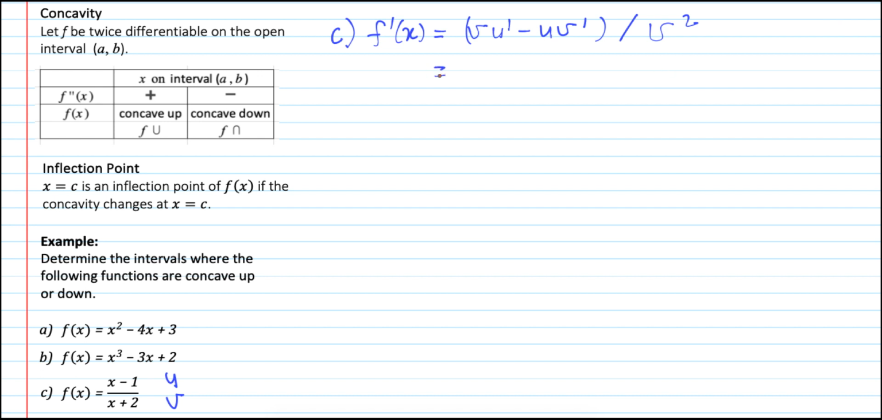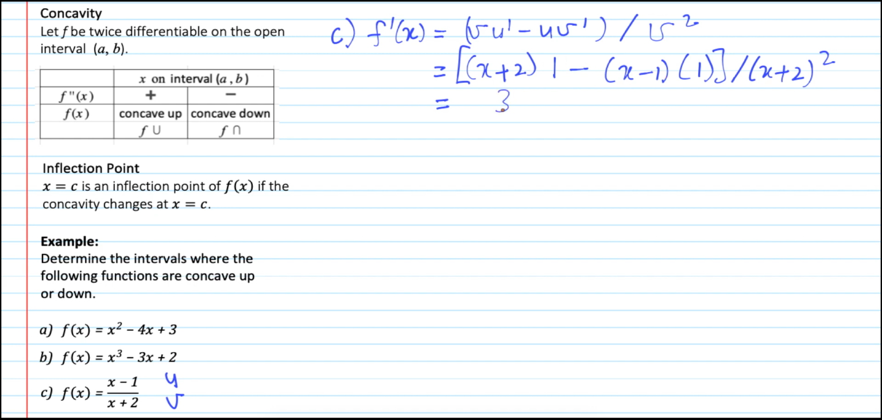So this is equal to, v is x plus 2. The derivative of x minus 1 is 1, minus (x minus 1) times the derivative of x plus 2, which is also 1. We divide everything by (x plus 2) squared. This is equal to (x plus 2 minus x plus 1), which is 3, over (x plus 2) squared.